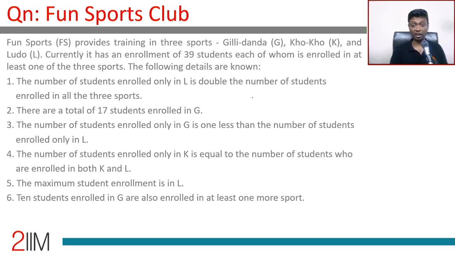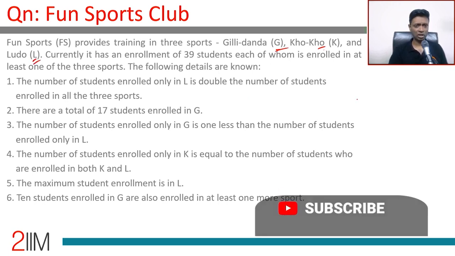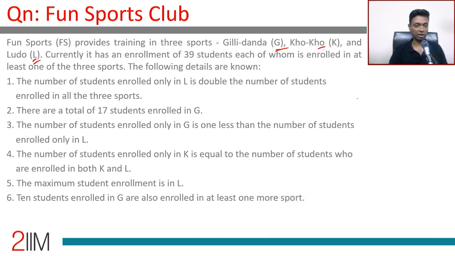Fun Sports provides training in 3 sports, Gilli Danda, Kho-Kho and Ludo: G, K and L. Currently it has an enrollment of 39 students, each of whom is enrolled in at least one of the 3 sports. Fine. Straight away, by the time you read this, you should be saying set theory, 3 sets, nothing outside. We might change our opinion, but you should be jumping in and saying, okay, this is the kind of puzzle I'm getting into. And if you're naturally comfortable with set theory puzzles, you should just grab it and nail this. You should know that template really well.